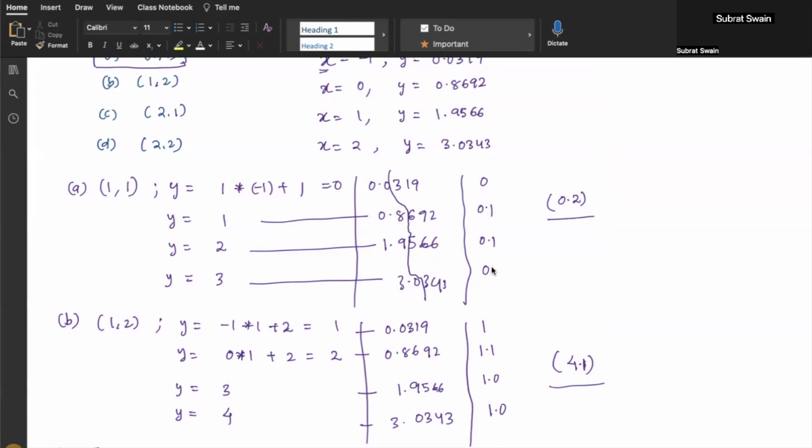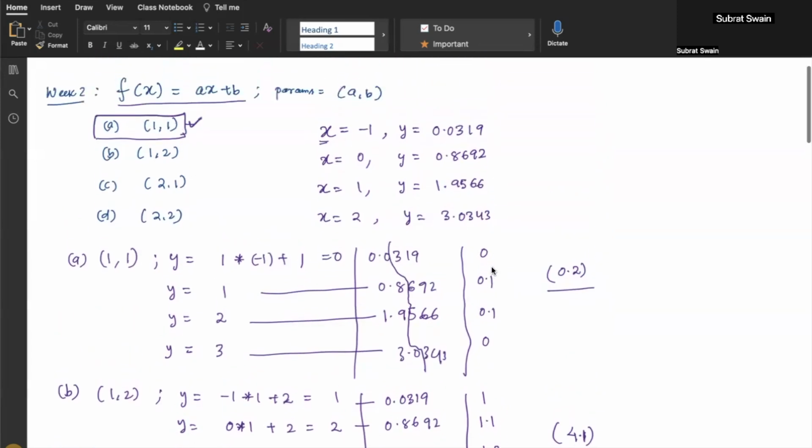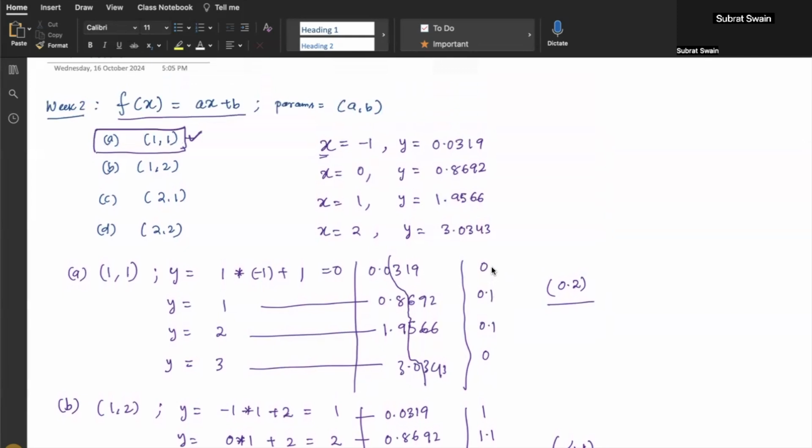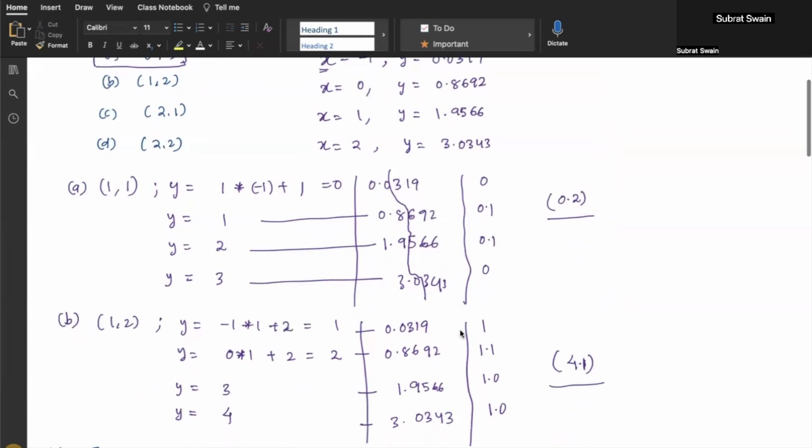Similarly, if we go to option B, as you can see, the value of x is the same. We're changing the value of a and b. Given that we have the same value of x, increasing the value of a and b will always increase the value of y, and the difference will be much more as well.